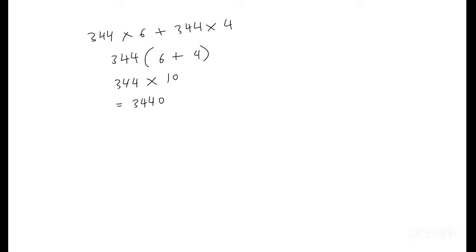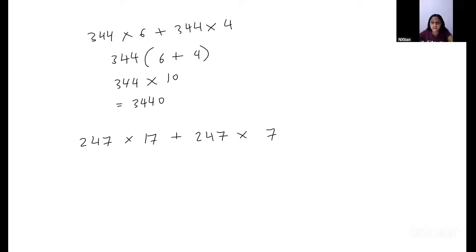For example, I have this question where I have 247 into 17 plus 247 into 7. Can you try this out, all of you? Take 247 common. Add 17 and 7 together. Multiply and find out the answer and let me know.